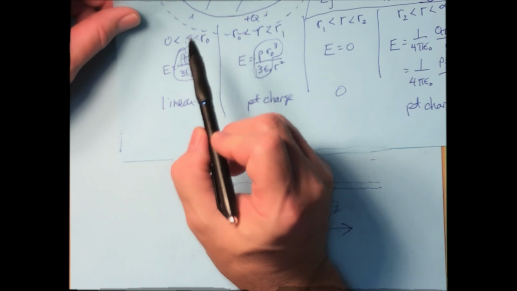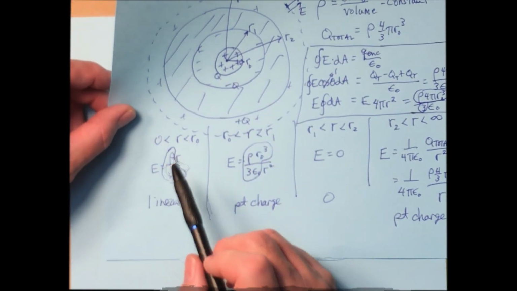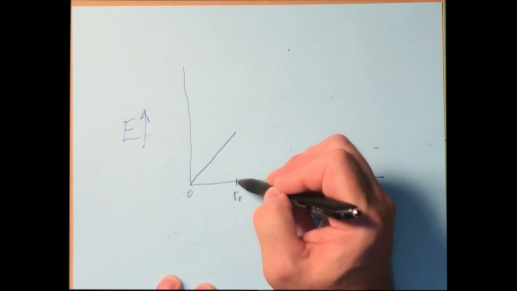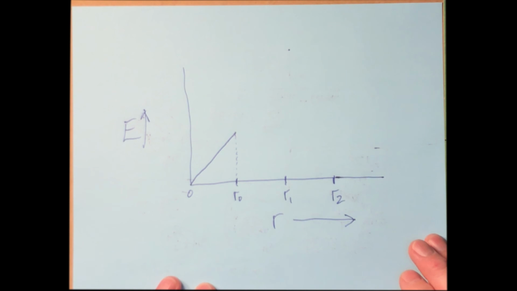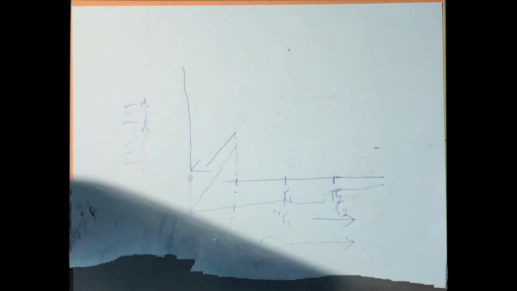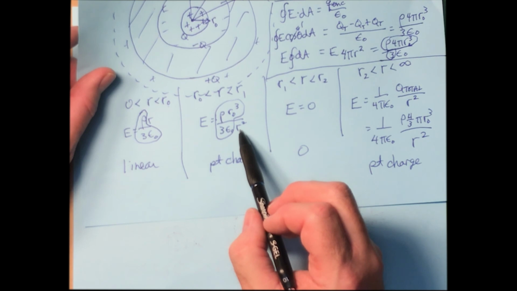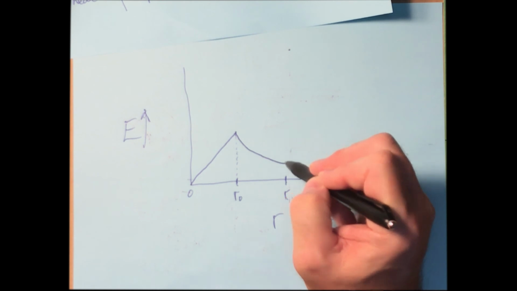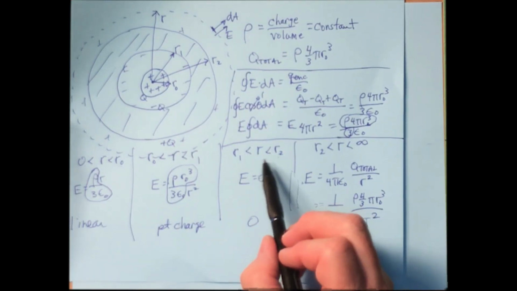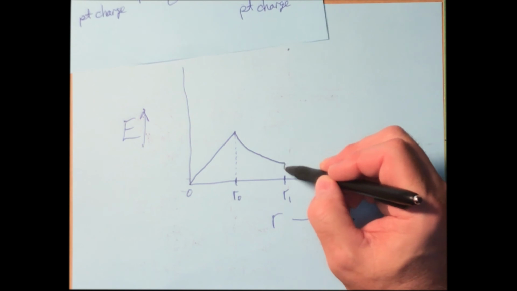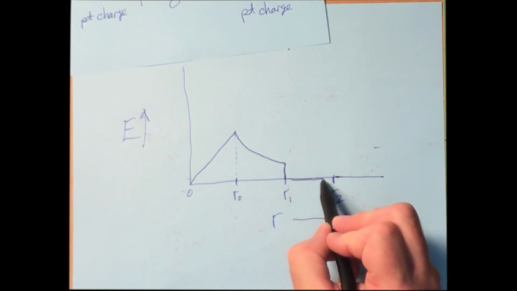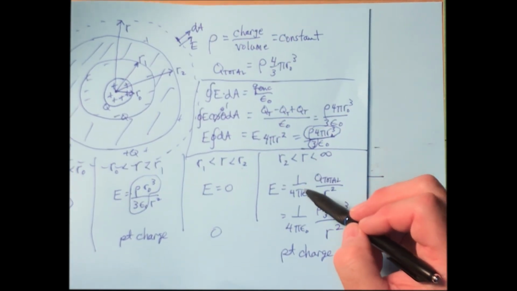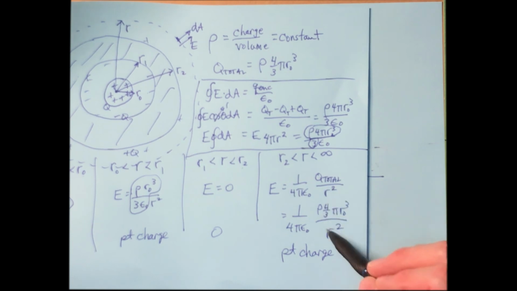All right, for the first region, between 0 and r naught, E is linear. So it goes up linearly like that until it gets to that point right there. All right, between r naught and r1, it falls off as an inverse square, doing something like that. Between r1 and r2, well, it suddenly falls to 0. So it goes down here to nothing and is nothing across this region here. But then at r2, it jumps back up and it continues on as an inverse square.